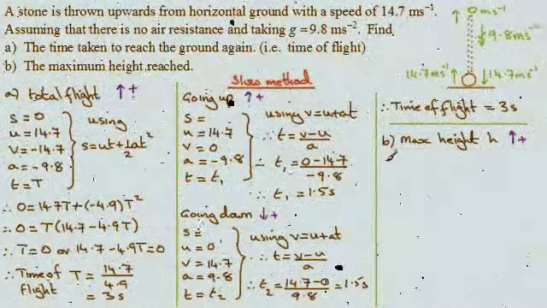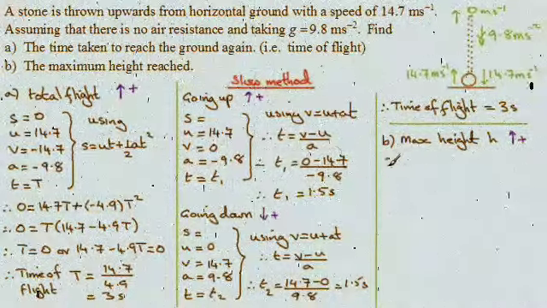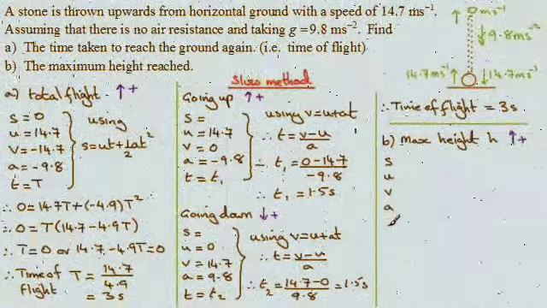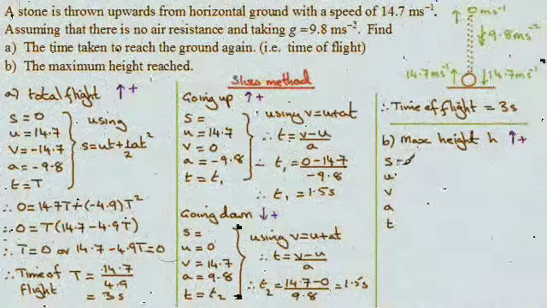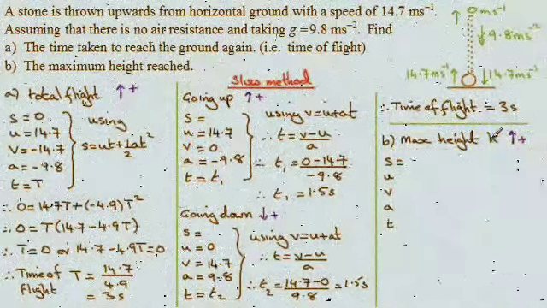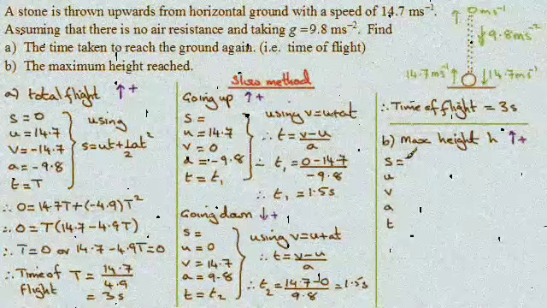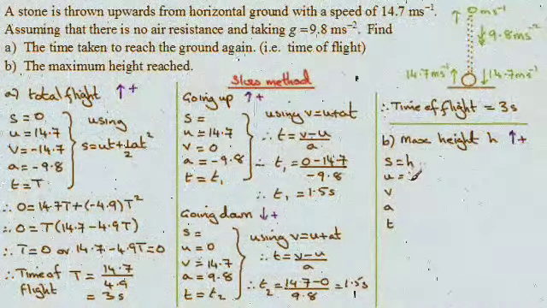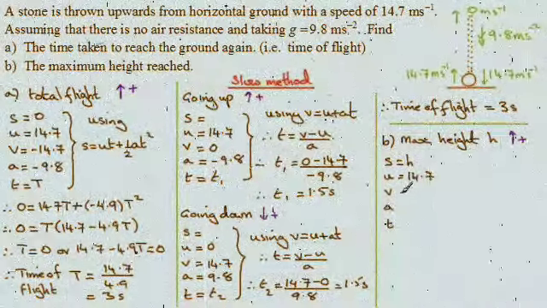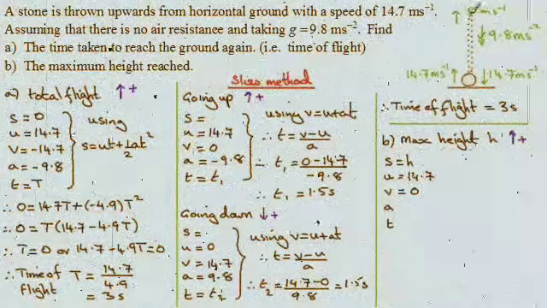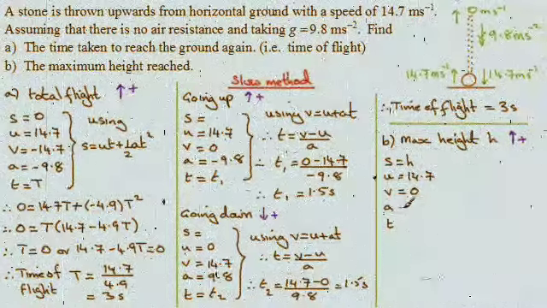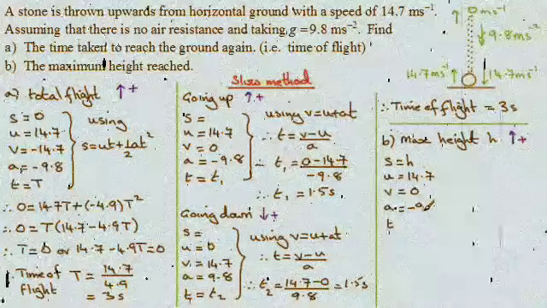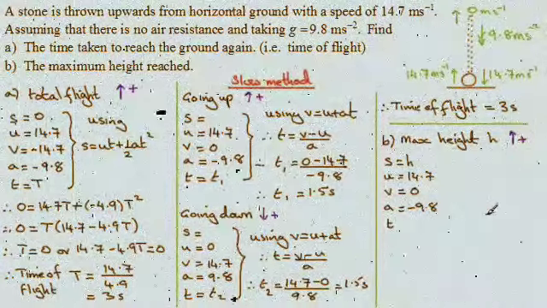And so again, we build a SUVAT based equation. So we're going to have S then, U, V, A and T. And S, well, S is going to be H. It's in the positive sense, okay, so that's going to be H. U is positive 14.7. V, well, that's going to be 0 because it comes to instantaneous rest. And the acceleration, well, that's going to be minus 9.8 because it's in the opposite sense to what we've got as being positive, okay?